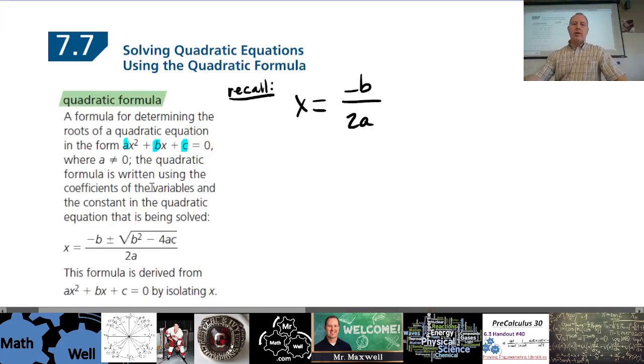In standard form, if you have a, b, and c, you pump it into this formula and you're going to get the roots. So this is it right here. It's x equals negative b plus or minus the square root of b squared minus 4ac, all over 2a.